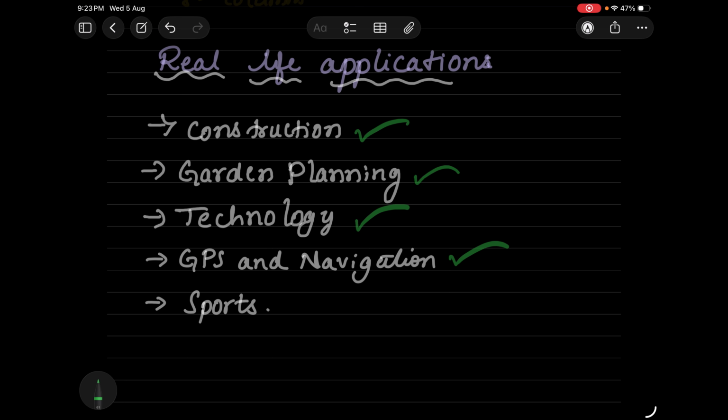Navigation systems calculate the shortest distance using formulas that include square roots. Even in sports, we use square roots. Sports coaches use square measurements to design practice courts and training areas. See, square roots are everywhere we are using in our daily life.